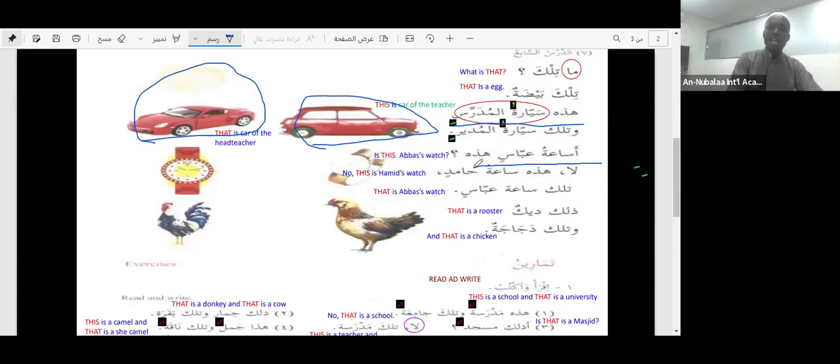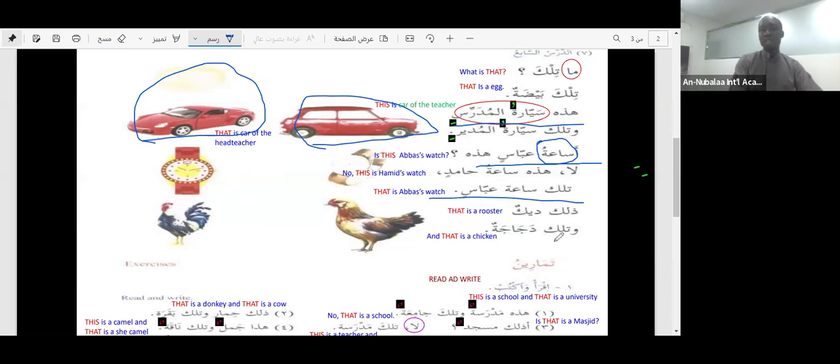A sa'atu Abbasin hadihi? Is this a bus watch? You can see a sa'at. I did not even remember that we have a sa'at here. This is sa'at, watch. A sa'at Abbas hadihi? Is this Abbas's watch? La, hadihi sa'at Hamid. No, this is Hamid's watch. Tilka sa'at Abbas. That is Abbas's watch.